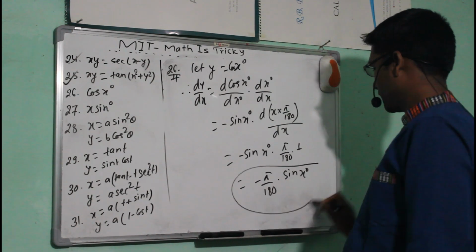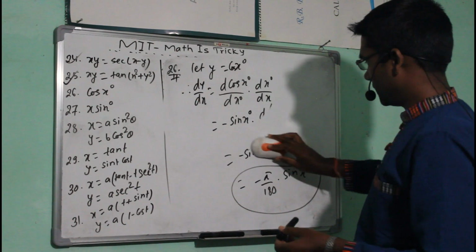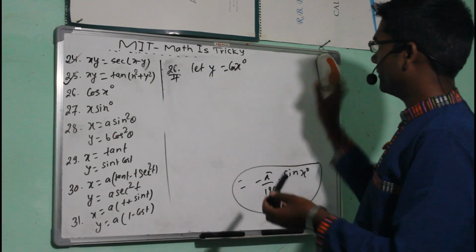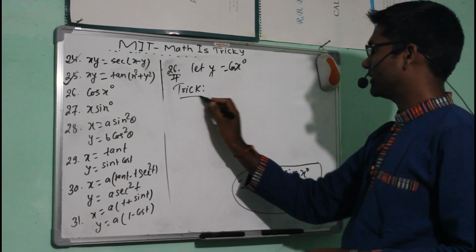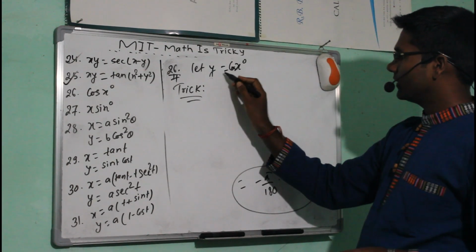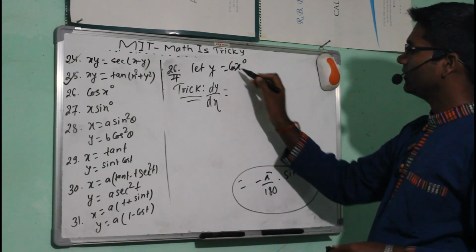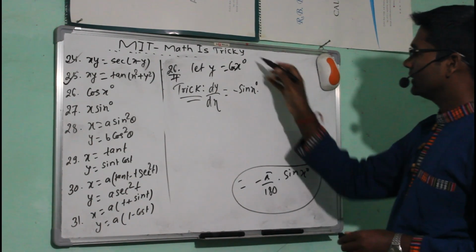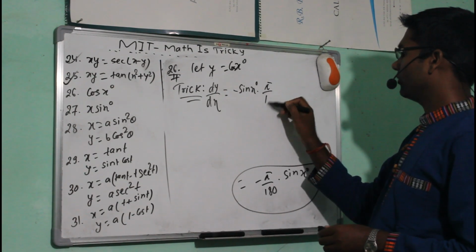This is your answer. Let me solve the same question by the trick method, how to write the answer in one line. Simply, the trick is dy/dx equals, the derivative of cos is minus sine x degree, and since it is in degrees, change this into radian, it will be pi by 180.